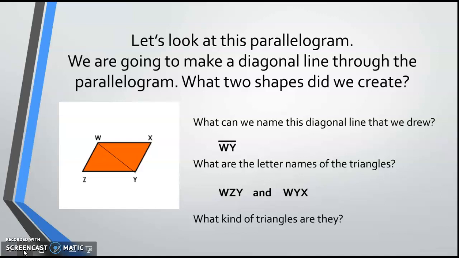So let's look at triangle WZY. W looks like it is an acute angle. At vertex Z, that's also an acute angle. And then at vertex Y, that's also an acute angle. Remember, every triangle has two acute angles, but it's that last angle that will tell us what type of triangle it is.